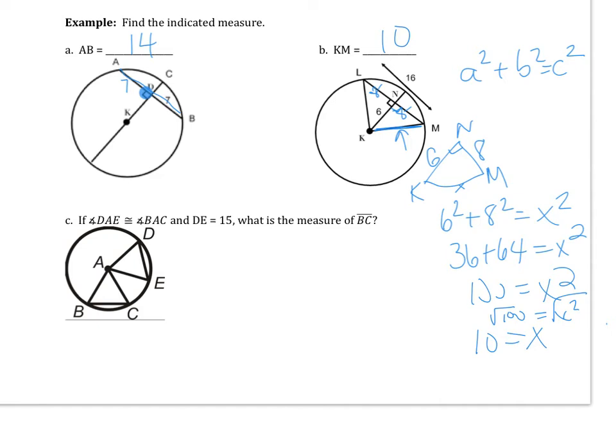Alright, so this one I have triangle DAE is congruent to triangle BAC, and I know that DE right here is 15. What is the measure of BC? Well, looking, I'm going to go up here to my things. D and E are the first and third letter, and B and C are the first and third letter, so I know that BC is going to be 15. Again, those are those corresponding parts, so the measure of BC is 15.